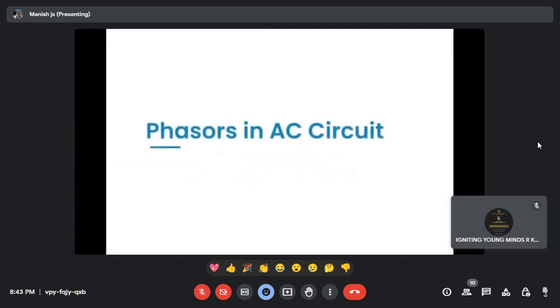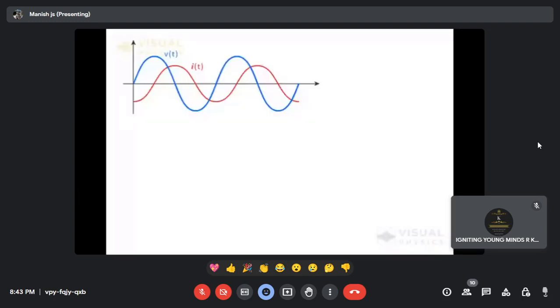We have seen that alternating voltages vary sinusoidally, and thus are represented by such an equation. Here this is the amplitude, or the peak value of voltage. And this is the angular frequency of oscillation, which is equal to 2 pi into the frequency of oscillation.